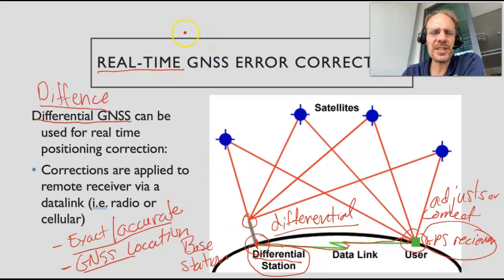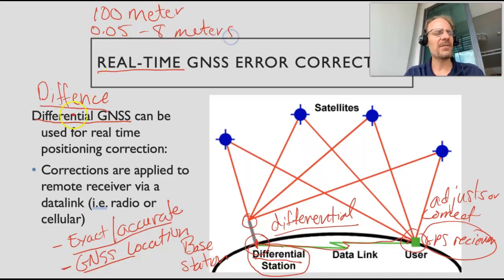And so what a differential system does is, if you just use straight GPS, your accuracy would be about 100 meters. But if we use differential correction, we can change that to 0.05 to about 8 meters, depending on the type. There are different types of differential GPS, and depending on which type we use, we could be accurate to 5 centimeters or within 8 meters. Most of the time, we're somewhere between 1 and 3 meters.